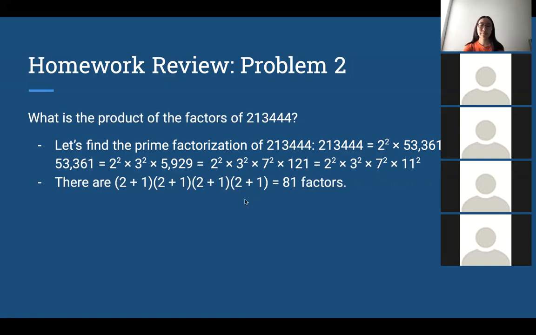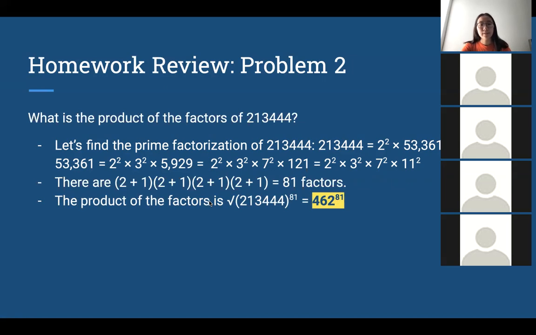So we have to use the number of factors when we're finding the product of all the factors. Because as we learned on Tuesday, the equation for product of factors is the square root of the number all raised to the power of the number of factors the number has. All right. And so here, we didn't write it all out because that would be like a huge number, but we just found the square root of 213,444, and then we raised that to the power of the number of factors it has.